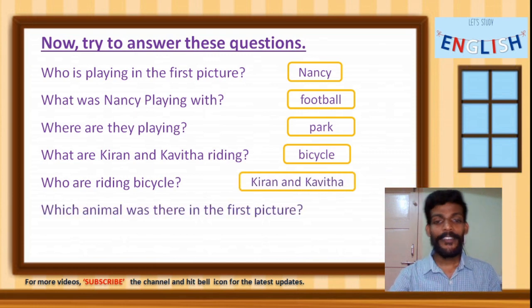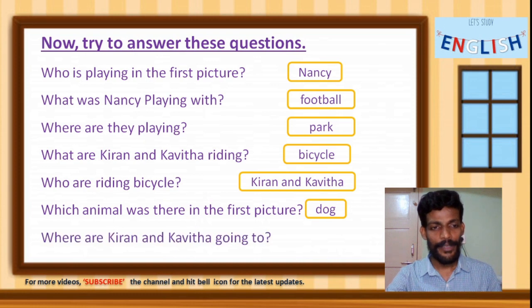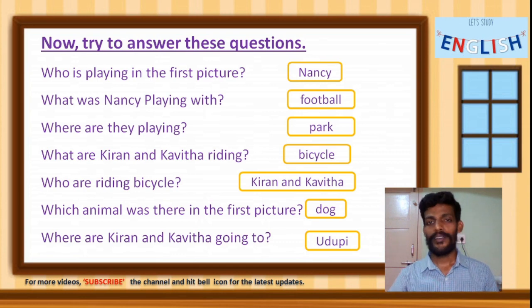Which animal was there in the first picture? You saw the first picture very carefully. Can you tell me which animal was there in the first picture? Was that a cat? No, no. Which was that then? Yes, that was a dog in the picture. Where are Kiran and Kavita going to? Yes, they are going to Udupi. So totally there are 7 questions. I hope you have answered all the 7 questions correctly.